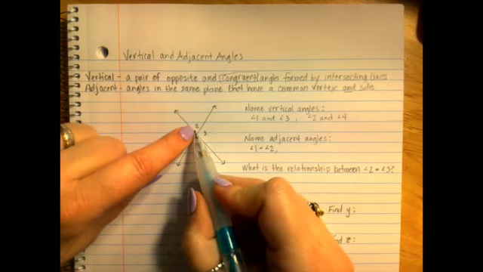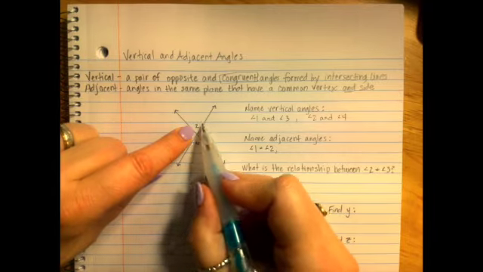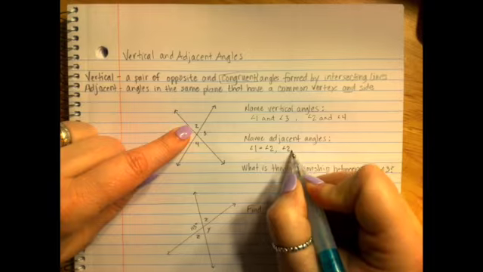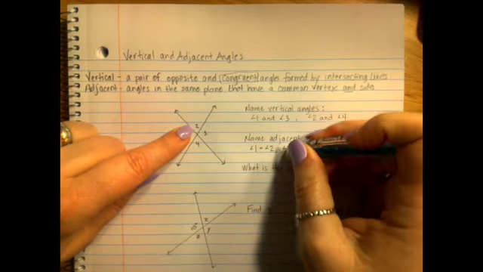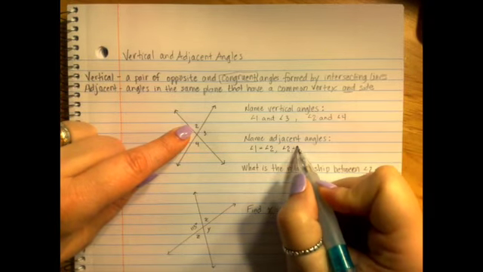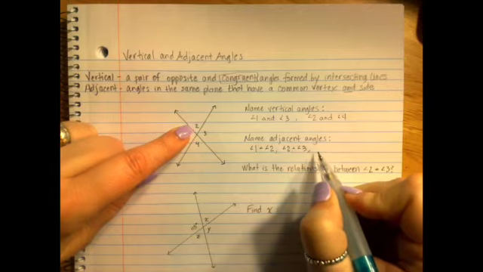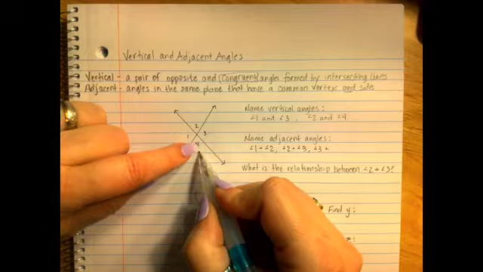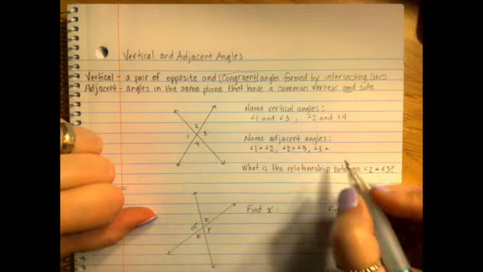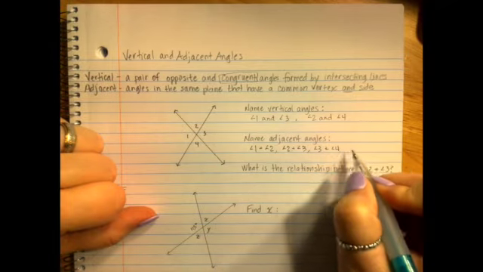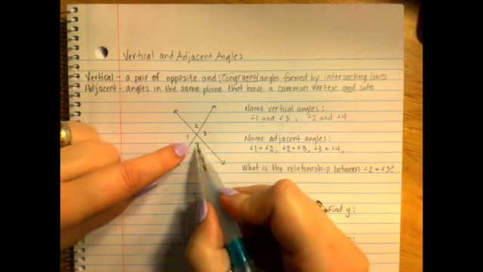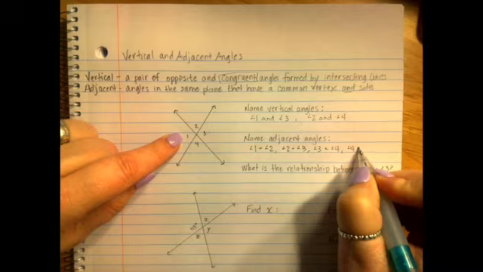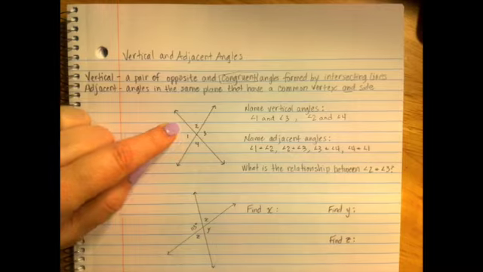Starting with 2, angles 2 and 3 are adjacent. Same vertex, same side. And then we go with 3. So angle 3 and angle 4 have the same side, same vertex. And finally, we come around this way: angles 4 and 1 are also adjacent.